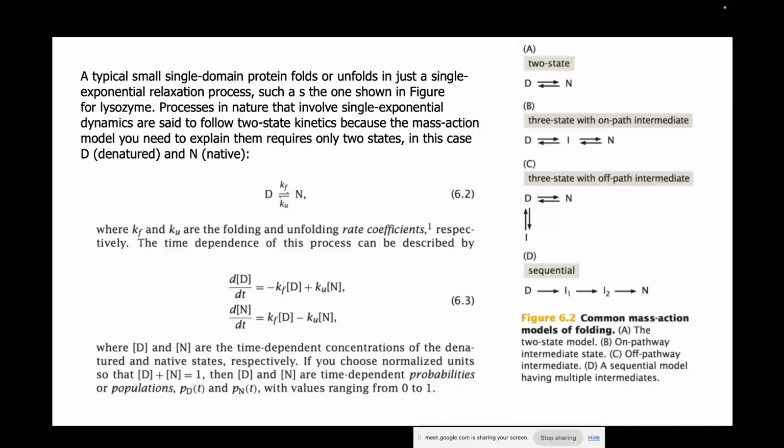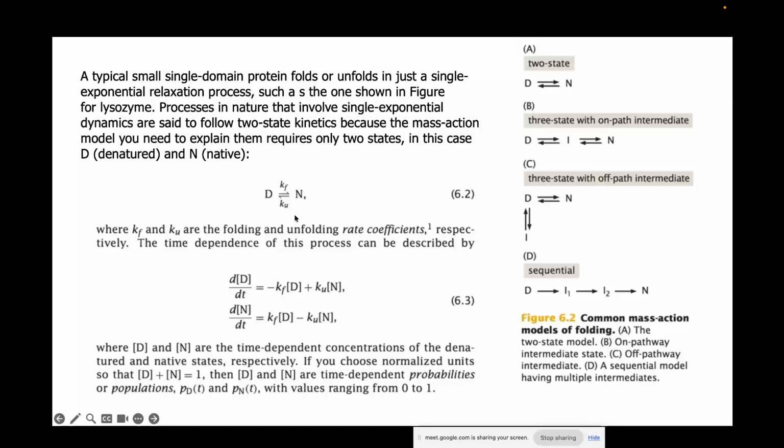Right? So processes in nature that involve single exponential dynamics are said to follow two-state kinetics, because the mass action model you need to explain them requires only two states, in this case the denatured and the native state. So it is a reversible reaction.